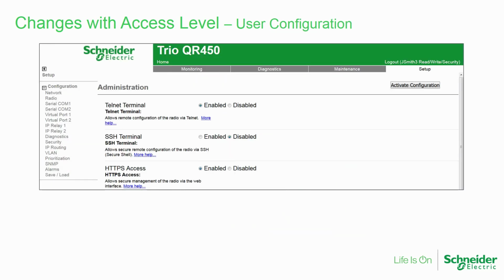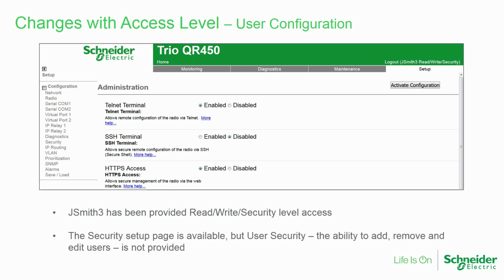Here, the security setup page can be seen. The user jsmith3 is logged in and has been provided with the read, write, and security access level. As a result, while the security setup page is available, user security is not provided. This removes the ability to add, remove, or edit the credentials and access level of users.